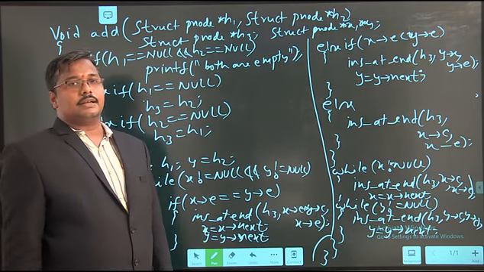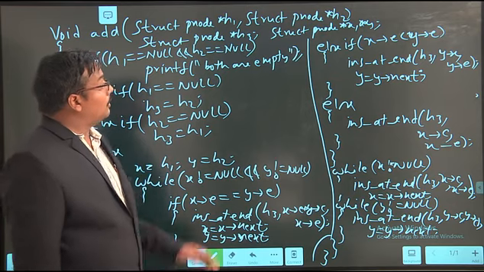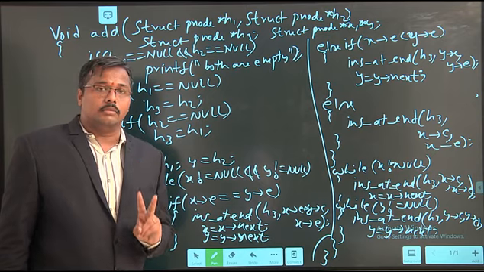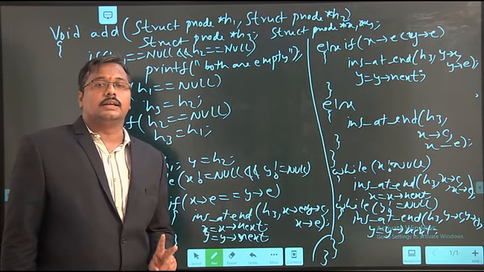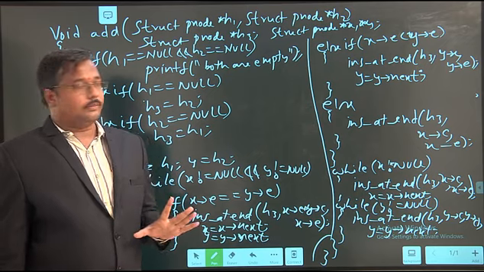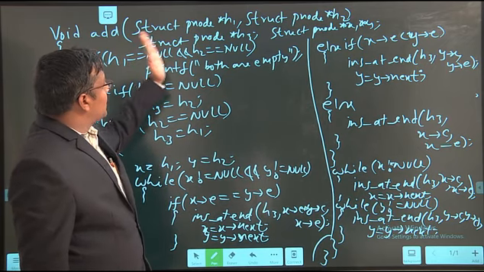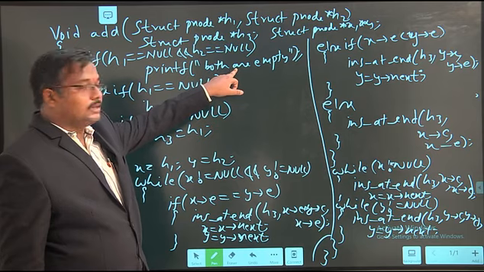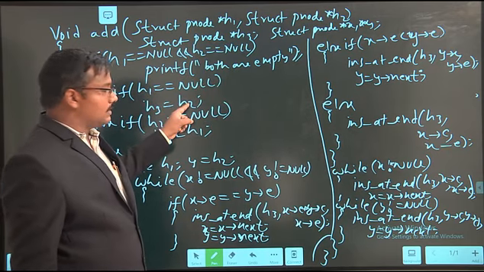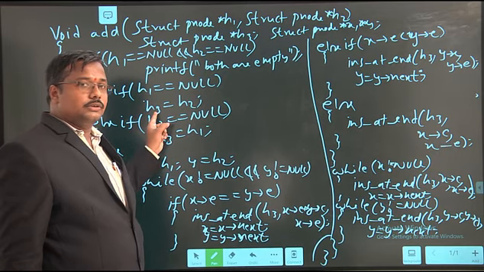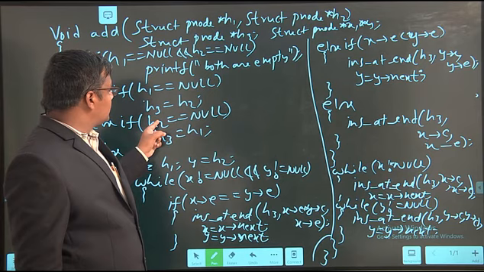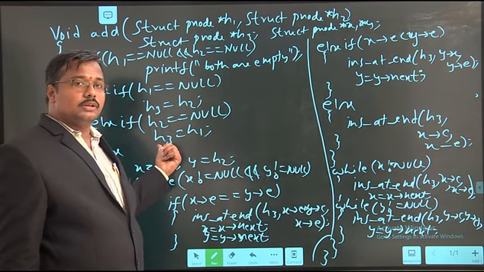So this is how to perform addition of two polynomials with single linked list representation. One more time I am going to summarize. The first case is both linked lists are empty, so the resultant linked list is also empty. Suppose the first linked list is empty, the resultant polynomial is the second polynomial only. Suppose the second linked list is empty, the first polynomial is the resultant polynomial.